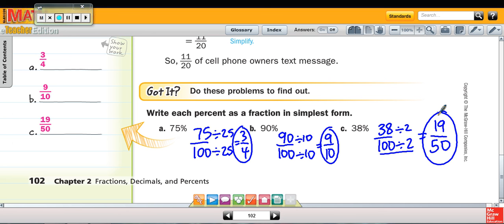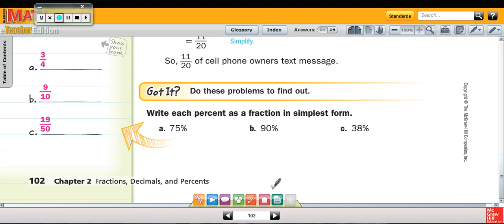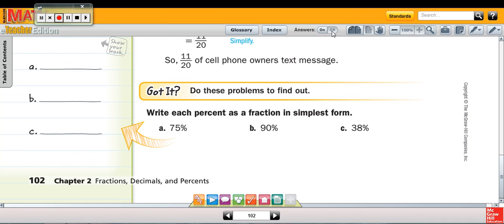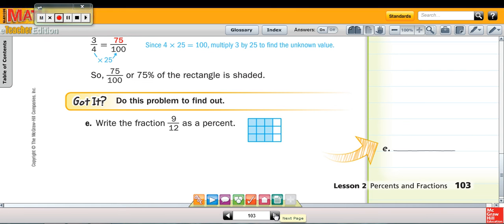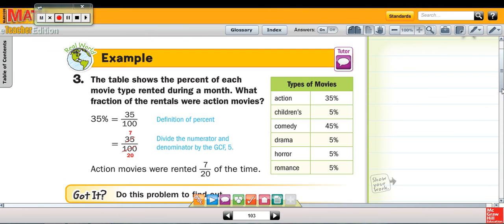So 19 fiftieths. If you need more work with changing percents to a fraction, go ahead and rewind the video at this time, re-watch it so you're making sense of it. If you're feeling comfortable and confident, let's move on to page 103. Here now we have a word problem.